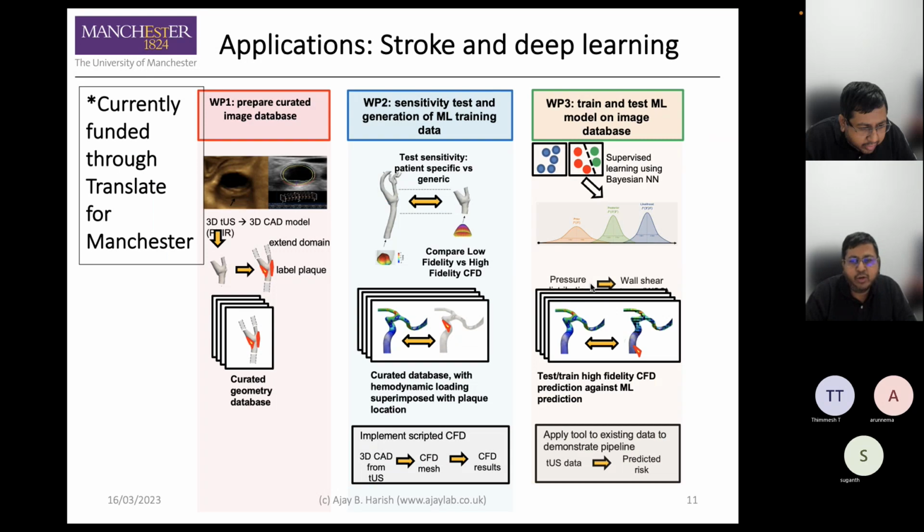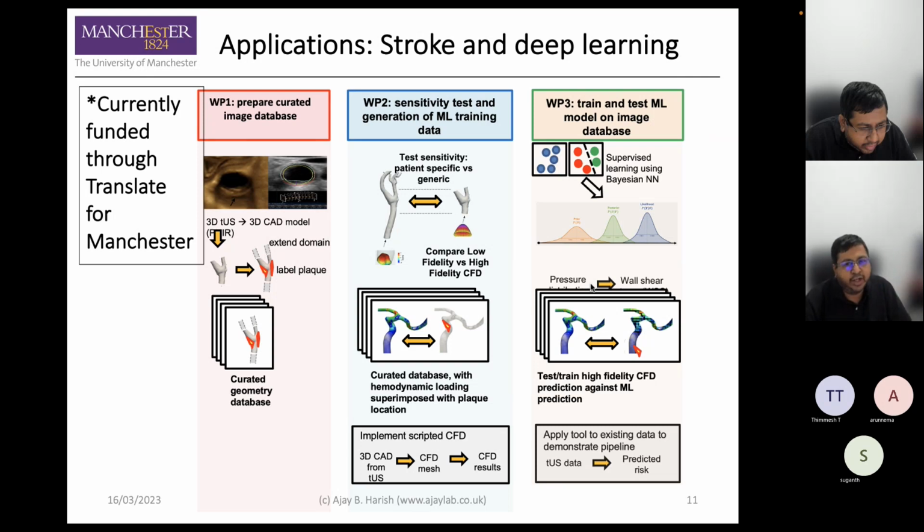A more recent one we are looking at is stroke and deep learning, to help clinicians, especially clinicians who would not be able to run finite element and CFD simulations. So the idea was how do we build these things into an AI architecture and use machine learning in order for them to have a risk assessment. So give them CFD results and finite element results in a more concise package that they can work with and look at.